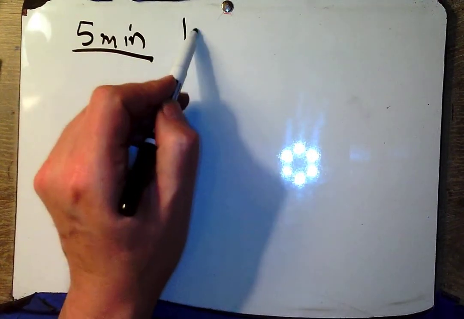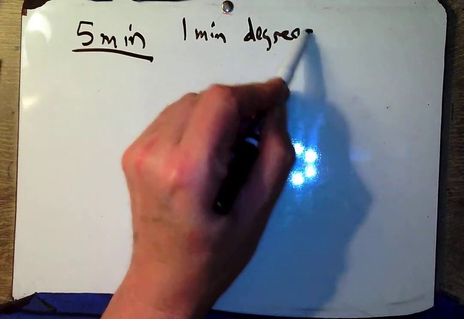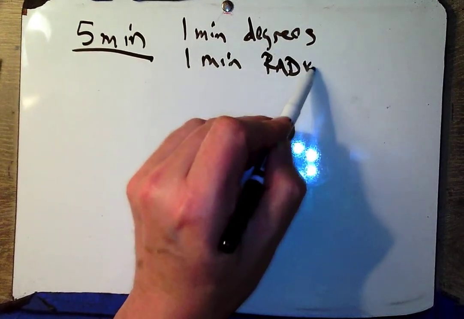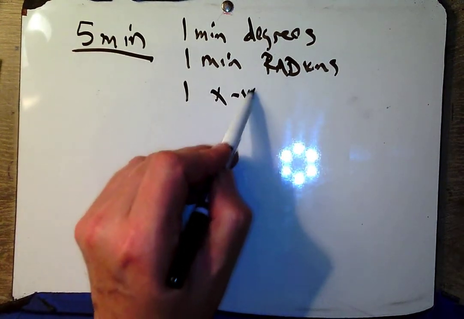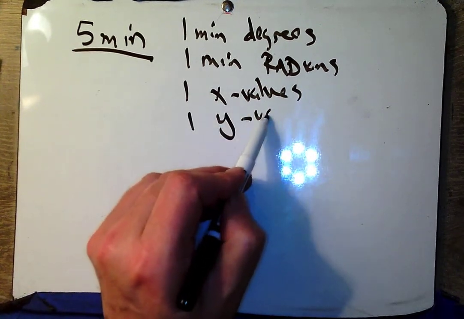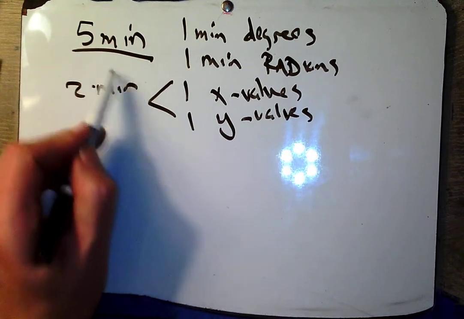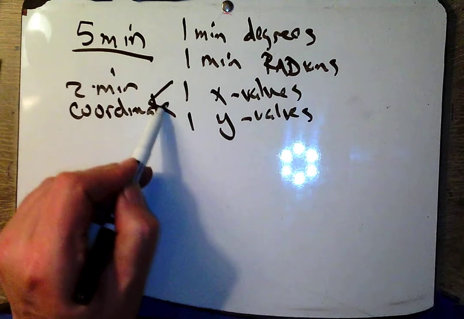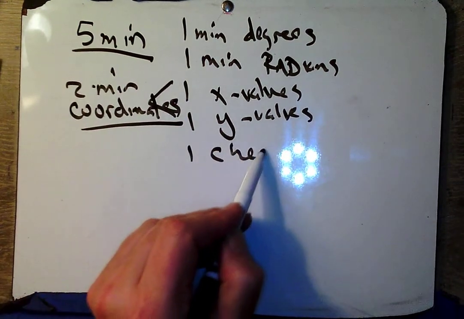1 minute for degrees, 1 minute for radians, 1 minute for x values, 1 minute for y values, which means you have 2 minutes to do all the coordinates on the unit circle, those ordered pairs, and then 1 minute to check everything.